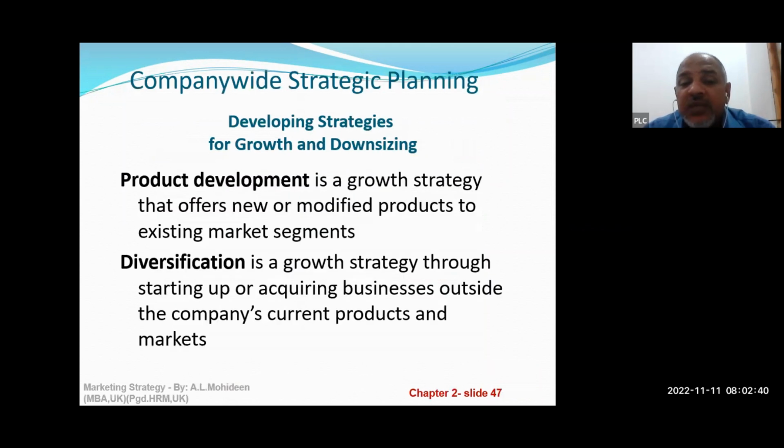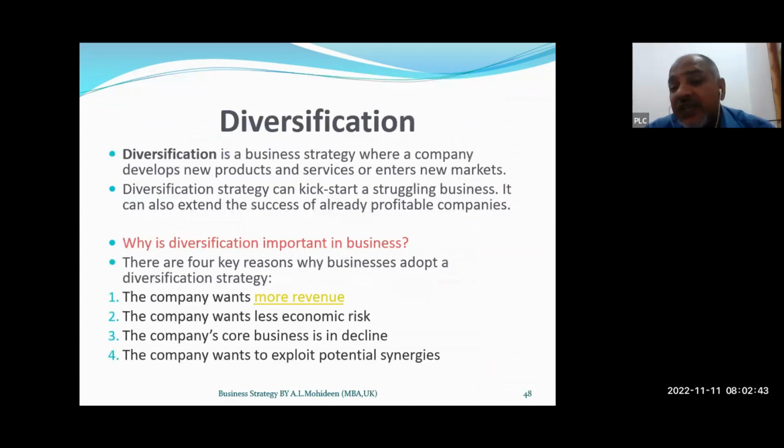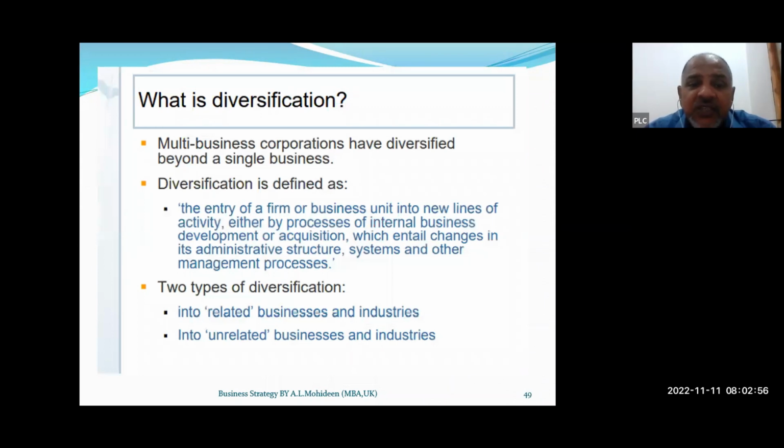Now we are moving into the next part of the strategy, that is diversification strategy. This strategy has to be understood very carefully because you are going to go for a diversified role. So what are the diversifications you are going to have? The entry of the firm or business into a new line of activity. You are going to bring a totally new line, either by internal business development or acquisition. Now you are going to acquire a business, which entails changes in administrative structure, systems, and the management process.